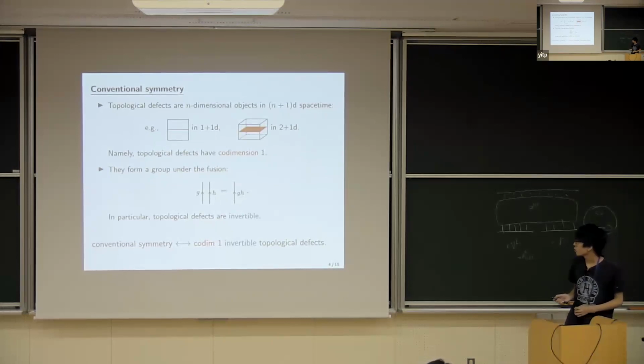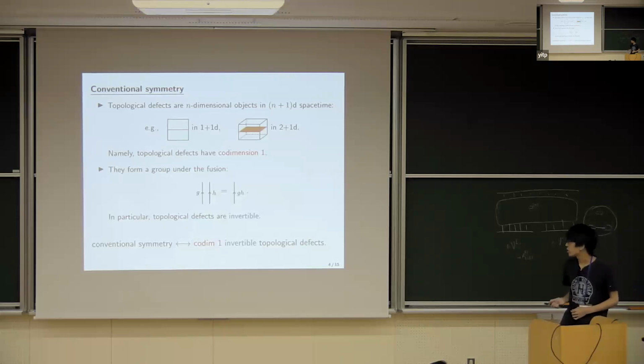So topological defects are labeled by group elements, and their fusion rules are group-like. And in particular, these group-like fusion rules imply that topological defects are invertible. So we find that conventional symmetry is associated with invertible topological defects of codimension 1. And here we notice that the topological defects of a conventional symmetry have additional properties, namely they are codimension 1 and they are invertible.